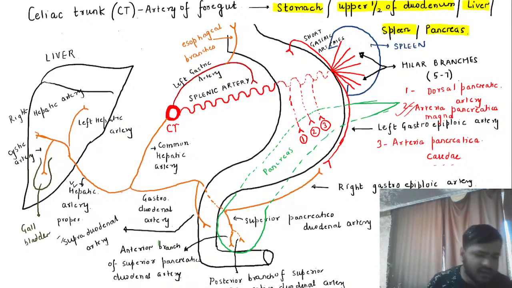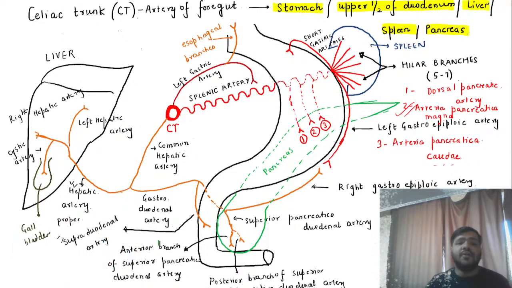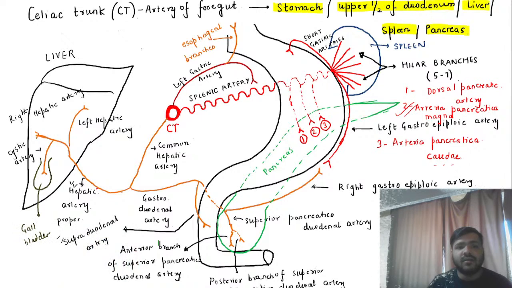Apart from that, guys, one anastomosis is still left, which I wish to discuss right now. From the hepatic artery proper, a branch will go to the lesser curvature of the stomach, and anastomose with the left gastric artery.